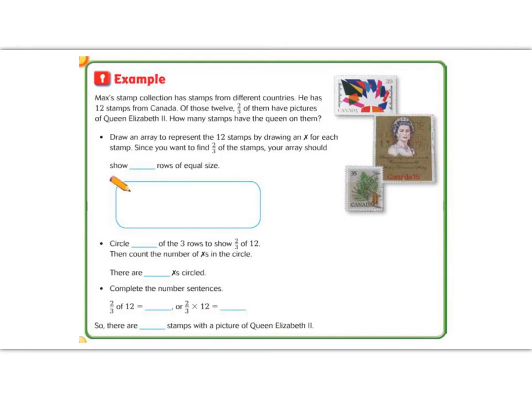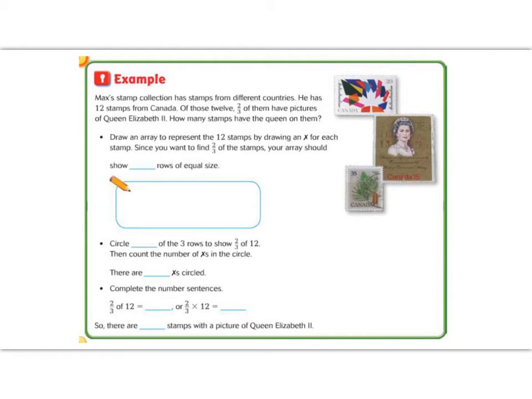Let's continue this lesson with our next example. It says, Max's stamp collection has stamps from different countries. He has 12 stamps from Canada. Of those 12, 2/3 of them have pictures of Queen Elizabeth. How many stamps have the Queen on them? First it says, draw an array to represent the 12 stamps by drawing an X for each stamp.